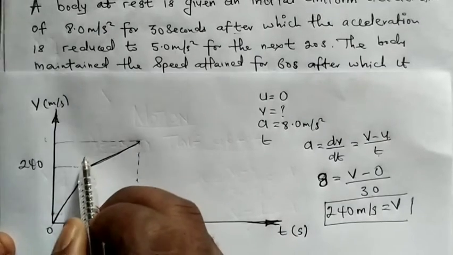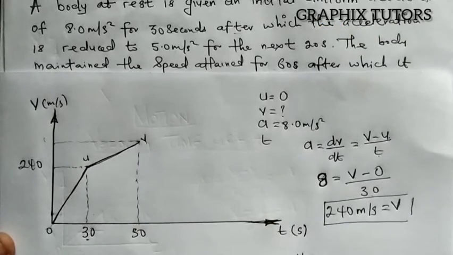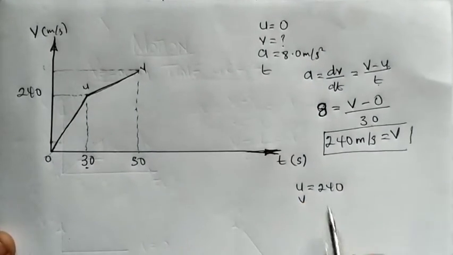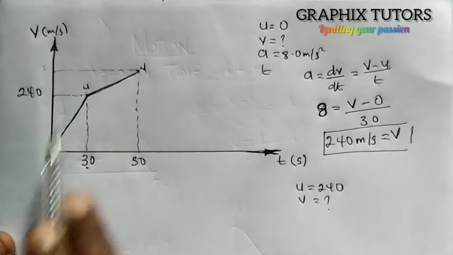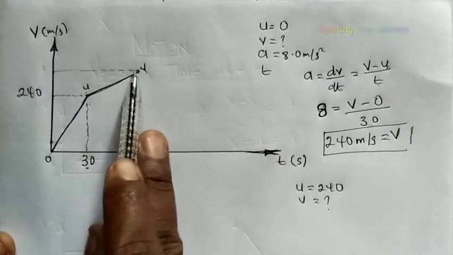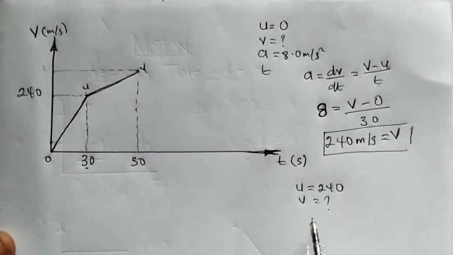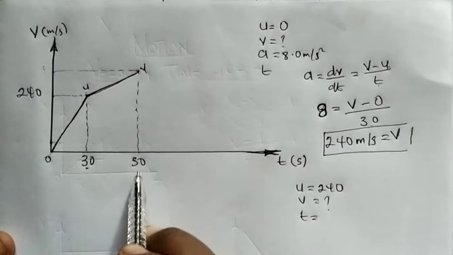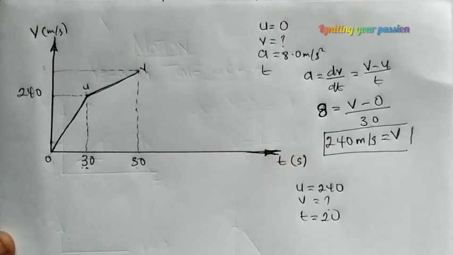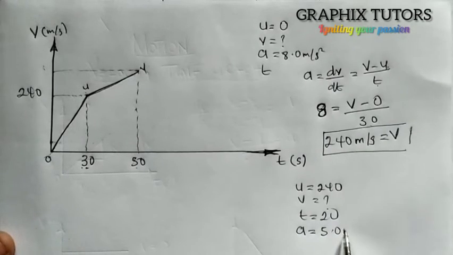If you look at it, this is U and this is what? V. So my U in this case is equal to 240. My V, let's move forward, my V is unknown. This is initial, this is final. If I'm considering this part here, this will be initial and this is final. So my initial here is 240. My V is what we are looking for. Then the T is giving us what? 20 seconds, because 50 minus 30 is 20. And the acceleration is what? 5.0 meter per second square.